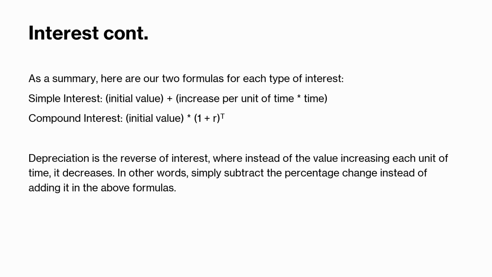Now, there's another type of change over time. It's depreciation. This is the reverse of interest, where instead of the value increasing each unit of time, it decreases. In other words, instead of adding, we simply subtract. So for simple depreciation, it would be the initial value minus the decrease per unit of time multiplied by the total time. And for compound depreciation, it would be the initial value multiplied by 1 minus r to the power of t, once again the time.